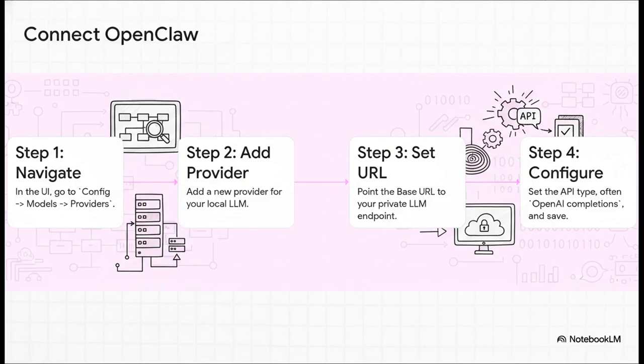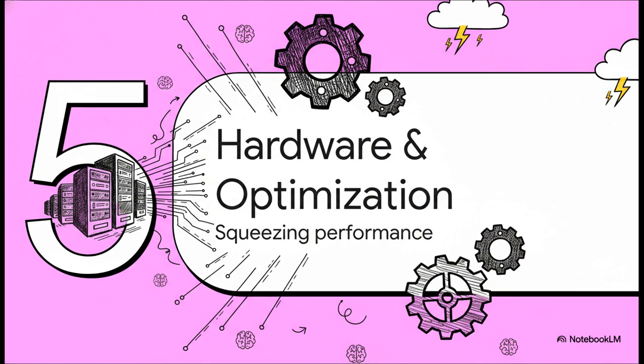Now, connecting your agent, in this case we're looking at OpenClaw, is surprisingly simple. You just go into the settings for model providers, you add a new one, and then you point its base URL to the private IP address of the server you just set up. A lot of these serving tools even mimic the OpenAI API format, so configuration is just a breeze. You're basically just telling your agent, hey, stop calling OpenAI, from now on, call my private server instead. Okay, the connection is made.